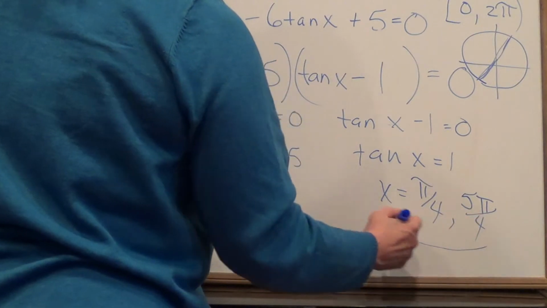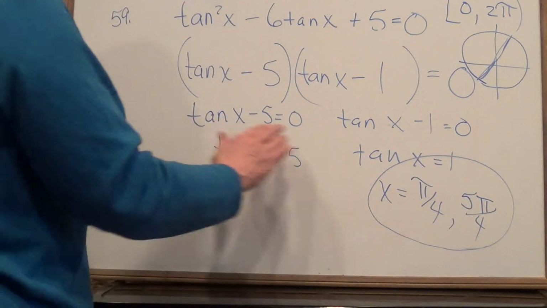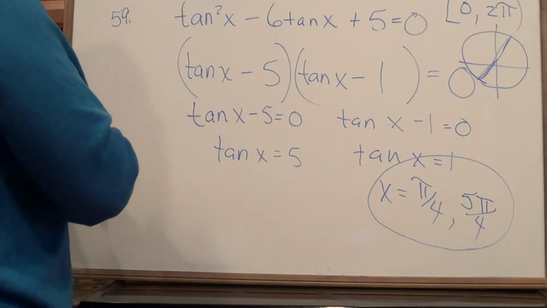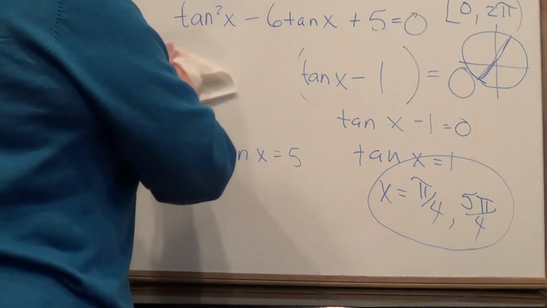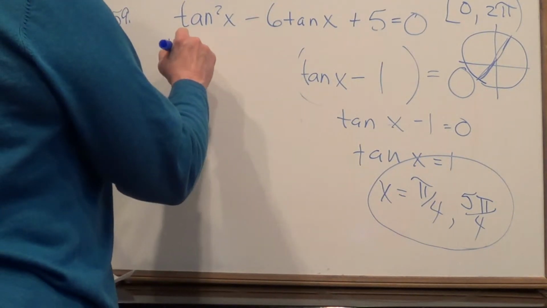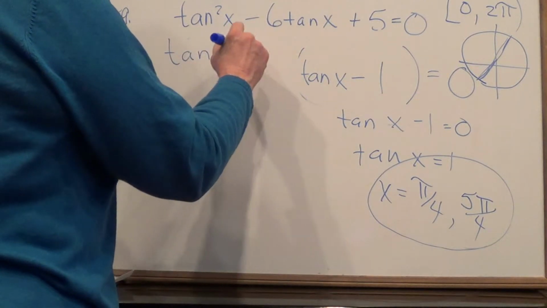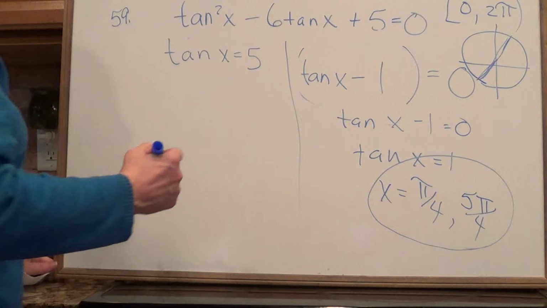Let's hop over here to tangent x equals 5. I'll give myself some space to discuss this one, so I'll move it up. Tan x equals 5. It's not on the unit circle, so I'm going to have to use something else to help me figure that out.